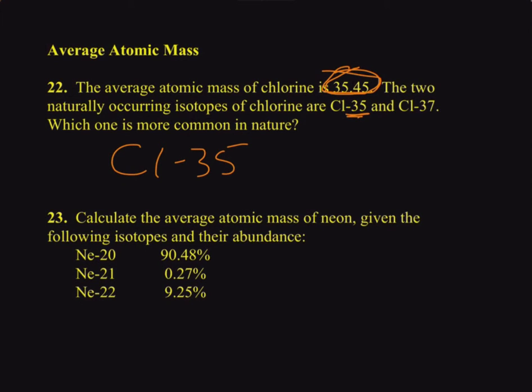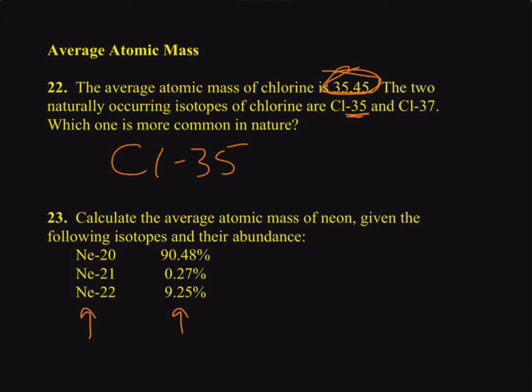Then if you look at the next one, we're actually going to try to calculate the average atomic mass. The isotopes are 20, 21, and 22 down here. And we're given these percentages. These percentages represent how common each isotope is. So as you can see, 90% of the neon atoms in the universe have a mass of 20. So we call them neon 20. That's the biggest number. That's the most common isotope. The other two are less common. Neon 21 is very rare, less than 1%. Neon 22 is a little less than 10%.